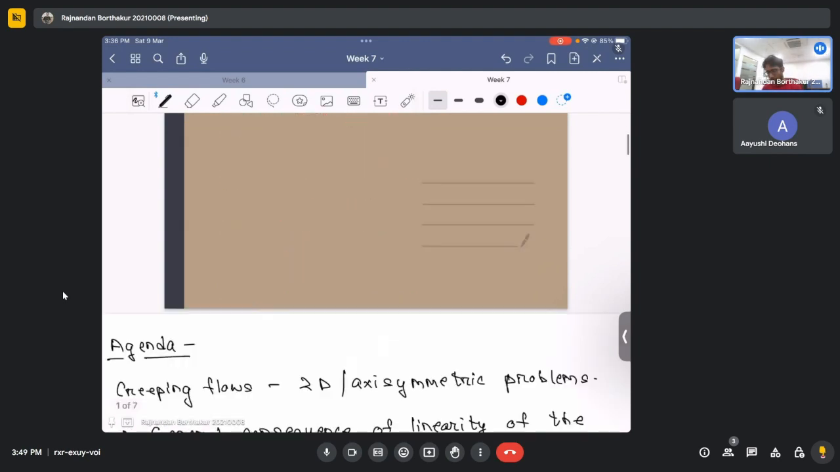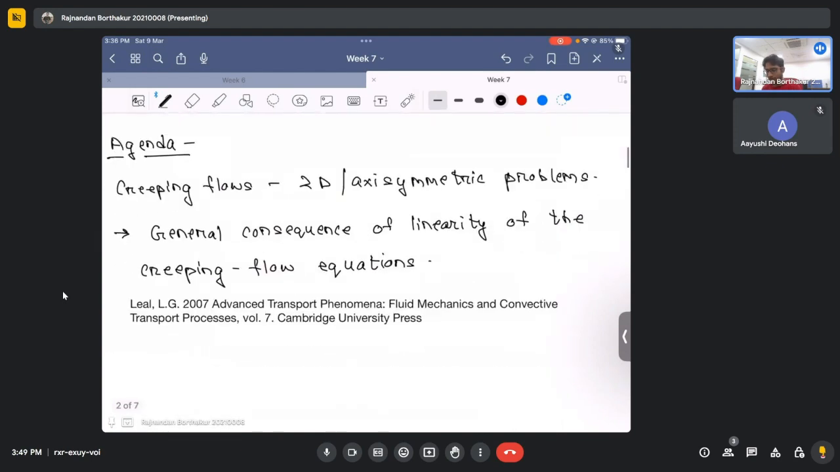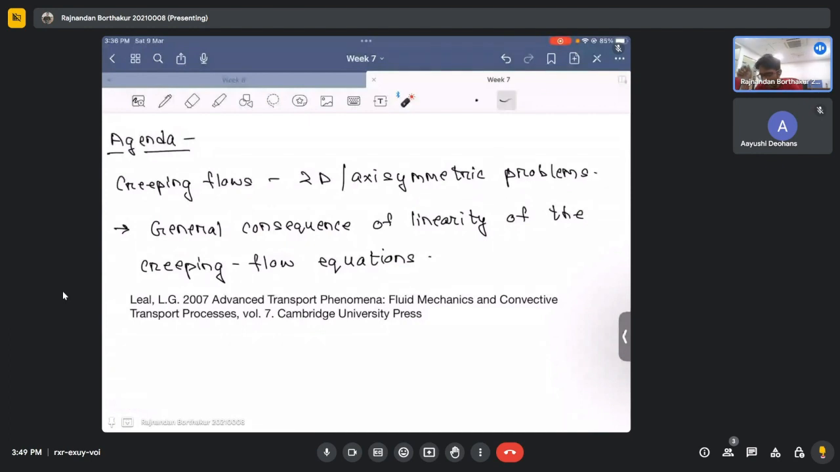All right. So this week, we will discuss a specific class of problem in fluid dynamics, known as creeping flows. I think I mentioned in the last class that when the Reynolds number is very much less than one, we end up getting a special class of problems known as creeping flow problems. We will discuss creeping flow, and maybe in this class or the next class, we will solve one problem associated with creeping flows.